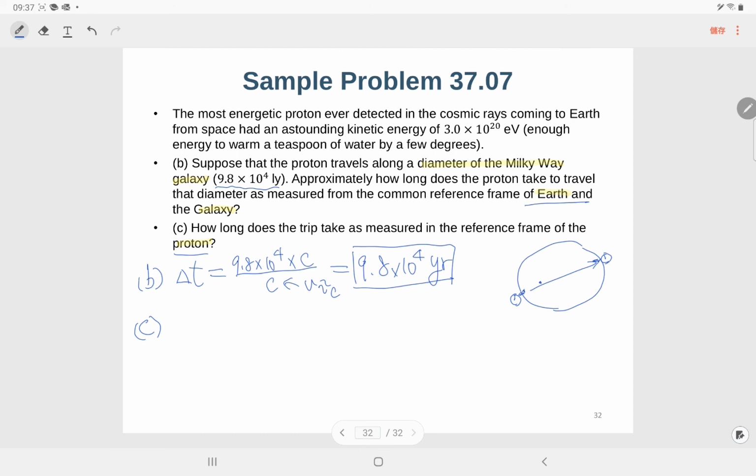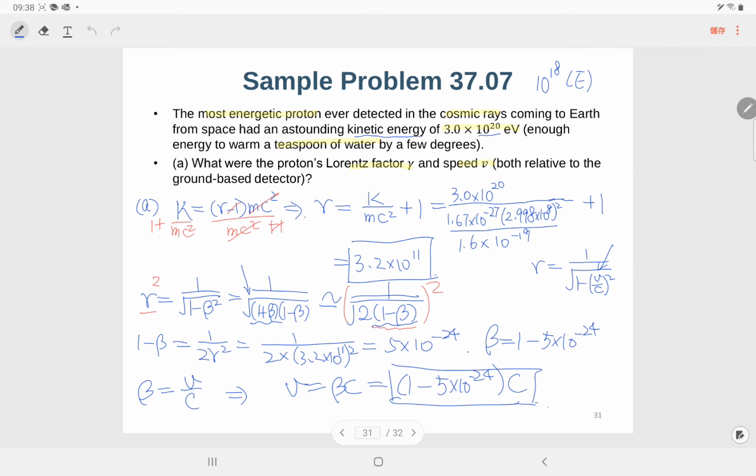So the second question is, how long does the trip take as measured in the reference frame of the proton? So this one we need to consider the proper time in the reference frame of the proton, which means that we have delta t0 equals delta t over gamma. If you still remember this equation. So in the last page, we know that gamma is 3.2 times 10 to the 11th power.